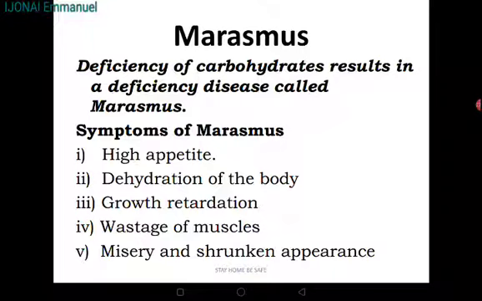So those are the symptoms of marasmus: high appetite, dehydration of the body, growth retardation, wastage of muscles, misery, and shrunken appearance. So if you have somebody in your neighborhood that has some of those symptoms, you could advise them to eat more carbohydrates. Yes, advise them to eat more carbohydrates.